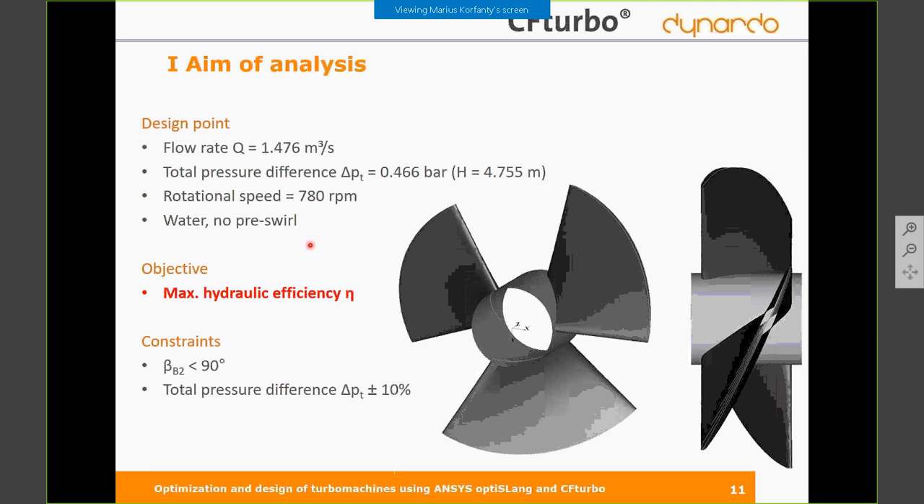Additionally, two constraints have been imposed. The blade angle should be lower than 90 degrees, and the total pressure difference, or the total head, should be within a range of plus minus 10% of its nominal value.